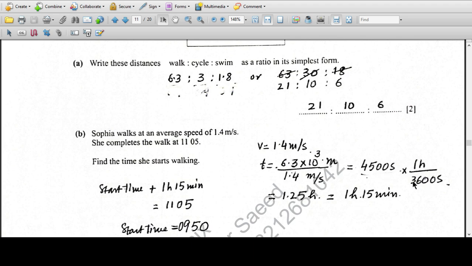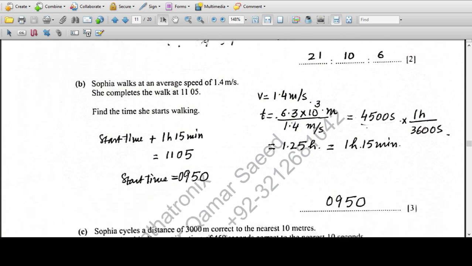So we divide by 3600 seconds in 1 hour. Using this unity relation, we have obtained 1.25 hours, which is 1 hour and 15 minutes. So this 1 hour and 15 minutes is the duration, and the end time is 11:05. We subtract 1 hour and 15 minutes, and the start time is obtained as 9 hours 50 minutes. When we add 9:50 with 1 hour 15 minutes, we end up at 11:05. So this is a very important question.